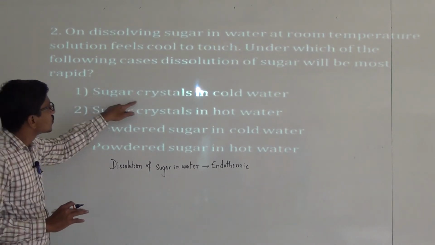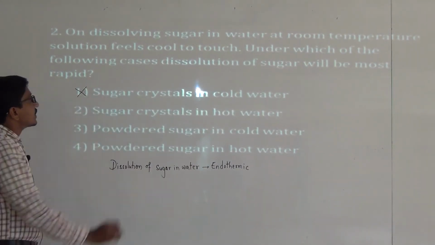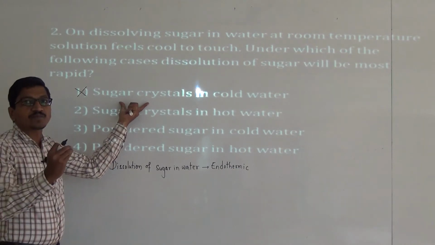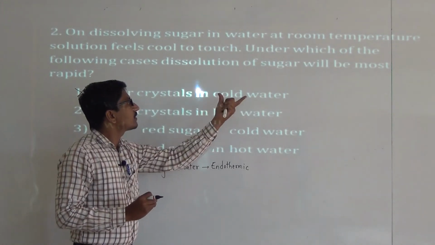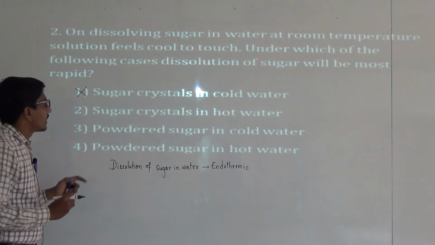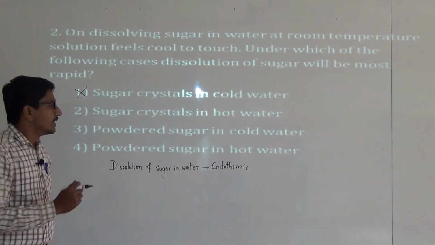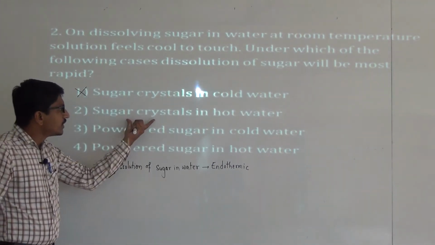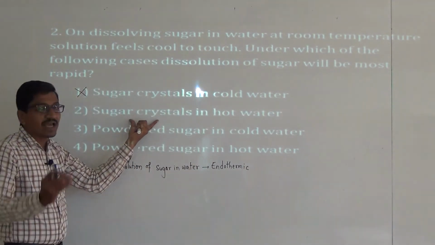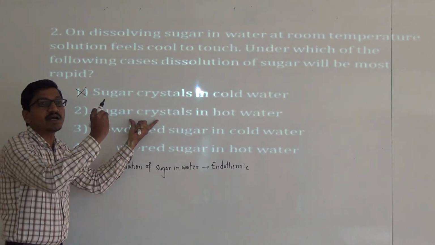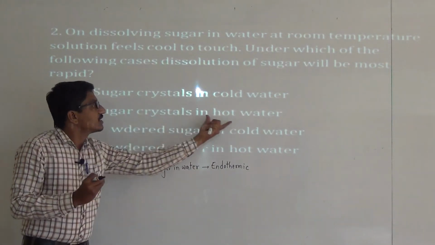First option, sugar crystals in cold water. This is wrong, because sugar crystals have a smaller surface area, and the process is also endothermic, and in cold water the dissolution process is very slow. In the second case, sugar crystals in hot water. Here the dissolution in hot water increases, but the sugar crystals have a smaller surface area, so the dissolution is less.